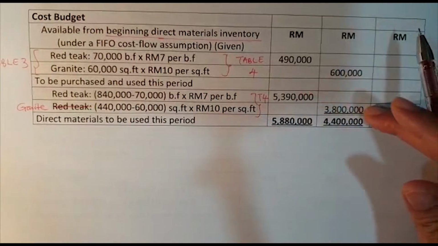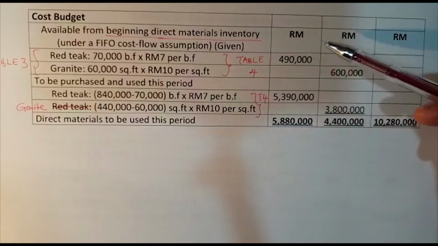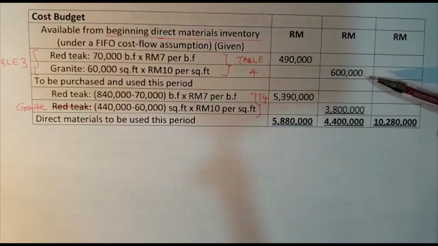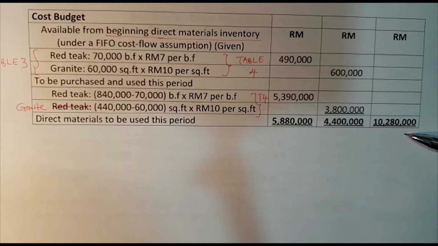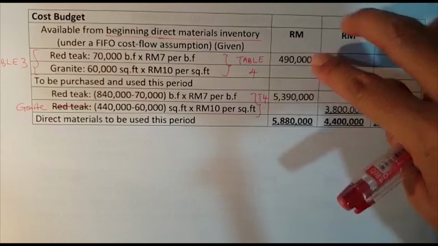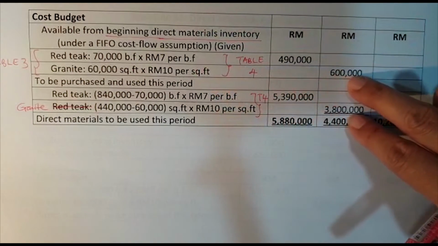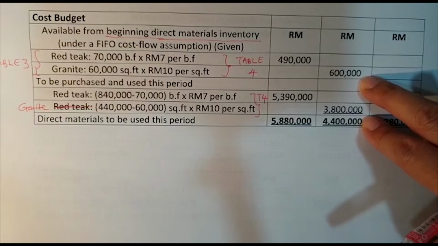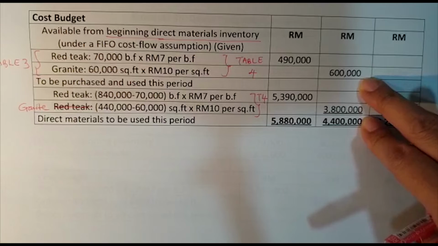So we got all of these figures, and for direct material to be used in this period, basically we need to add up all of these things, and after we add this with this, we can get about 10 million total of direct material to be used in this period. And a part of them is actually from beginning inventory, and another part of them actually from the material that the company is going to purchase.